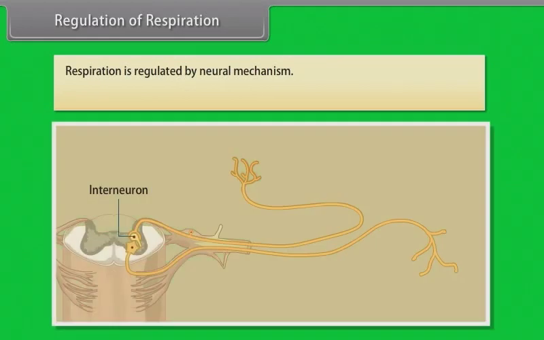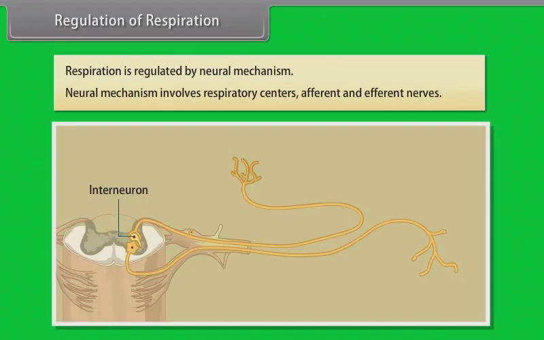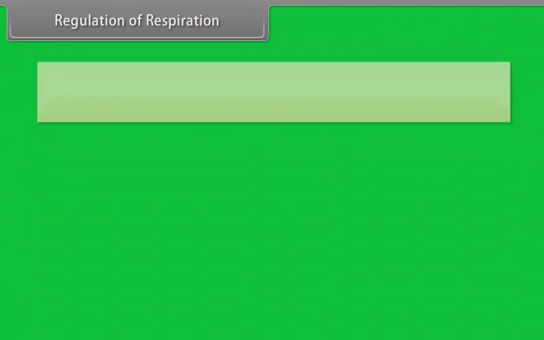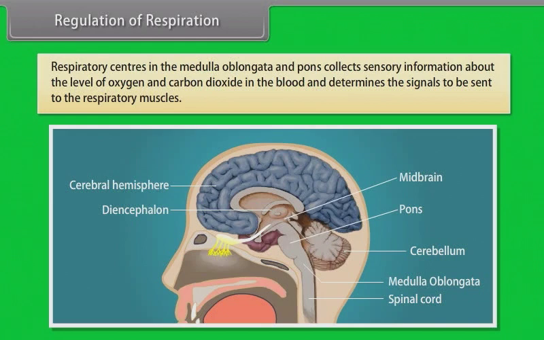Regulation of respiration. Respiration is regulated by neural mechanism. Neural mechanism involves respiratory centers, afferent and efferent nerves. Respiratory centers in the medulla oblongata and pons collect sensory information about the levels of oxygen and carbon dioxide in the blood and determine the signals to be sent to the respiratory muscles.